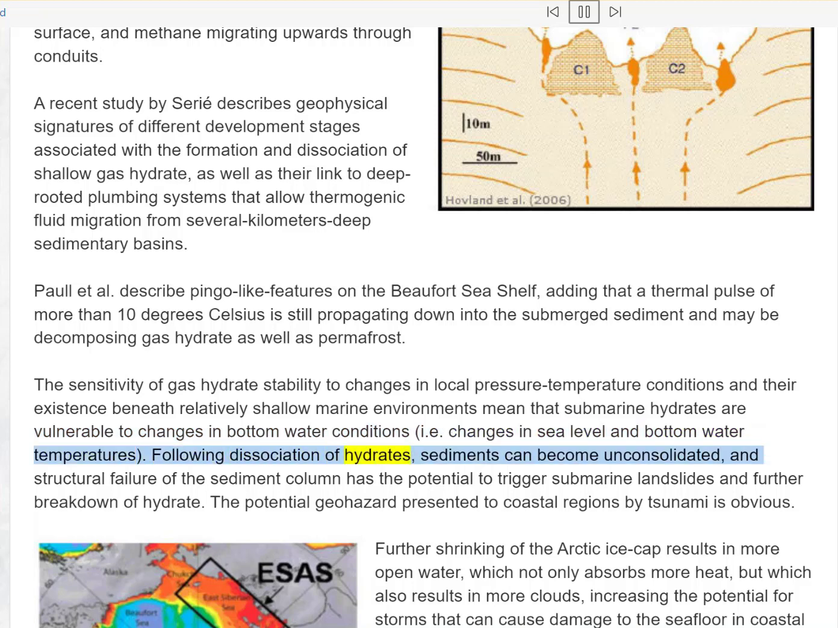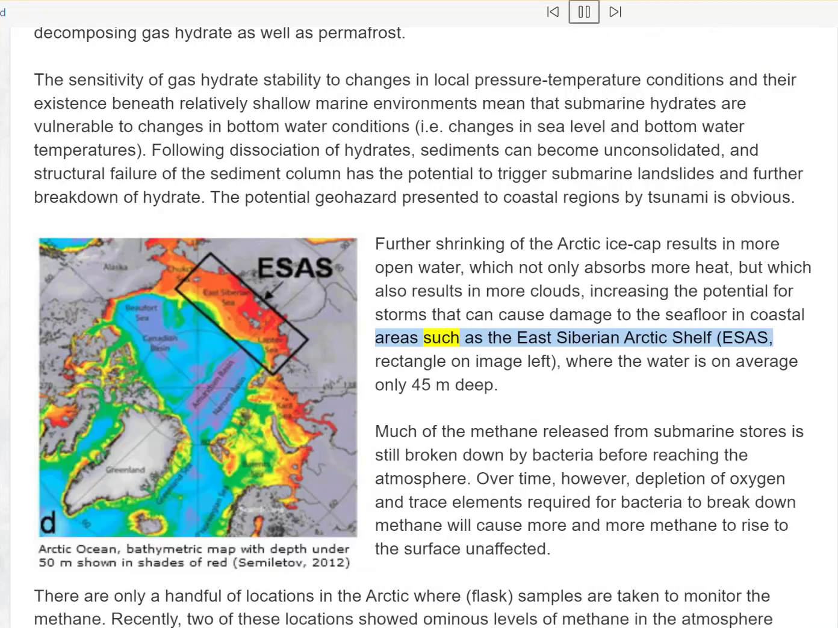Following dissociation of hydrates, sediments can become unconsolidated, and structural failure of the sediment column has the potential to trigger submarine landslides and further breakdown of hydrate. The potential geohazard presented to coastal regions by tsunami is obvious. Further shrinking of the Arctic ice cap results in more open water, which not only absorbs more heat, but which also results in more clouds, increasing the potential for storms that can cause damage to the seafloor in coastal areas such as the East Siberian Arctic Shelf, ESAS, rectangle on image left, where the water is on average only 45 m deep. Much of the methane released from submarine stores is still broken down by bacteria before reaching the atmosphere.